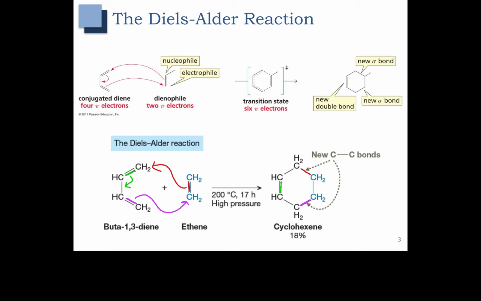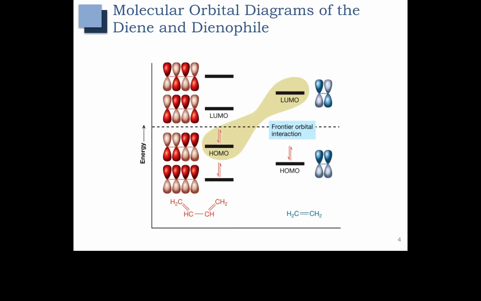You can see that in the Diels-Alder reaction, we need a lot of heat and a lot of pressure in order to get this reaction to occur. Here we have molecular orbital diagrams of the diene and dienophile. For these reactions to proceed, we have to get overlap between the HOMO of the diene and the LUMO of the dienophile. Remember that our HOMO is our highest occupied molecular orbital, so it contains electrons, and those electrons are going into the LUMO, or the lowest unoccupied molecular orbital of our dienophile.